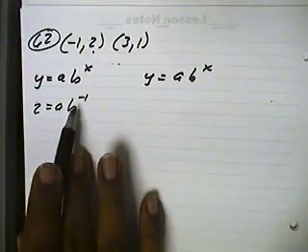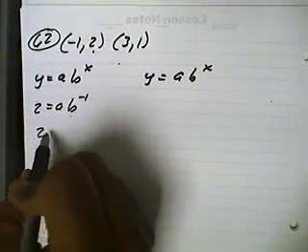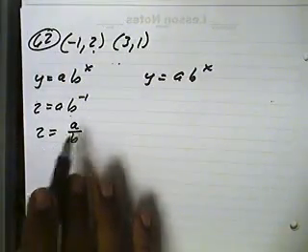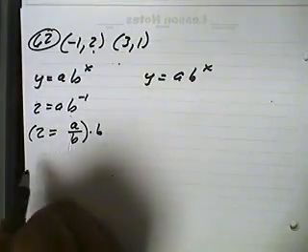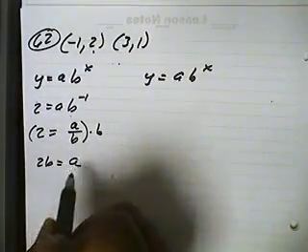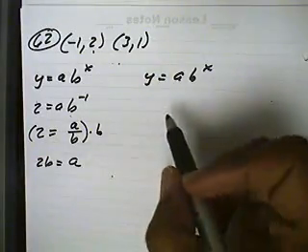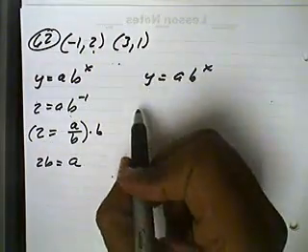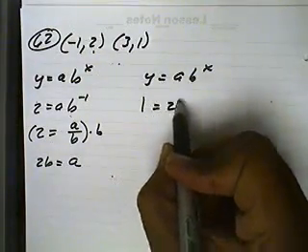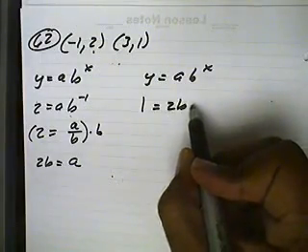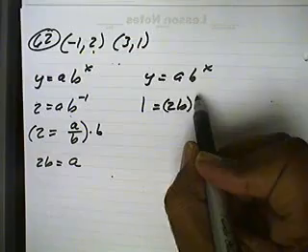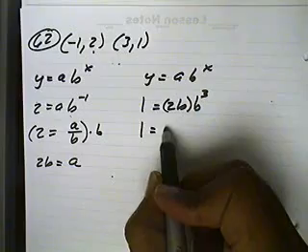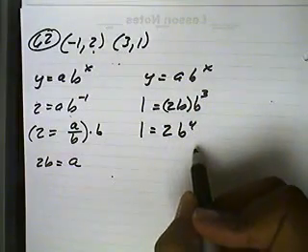Now, b to the -1 means that we take the reciprocal of b, and this becomes 2 equals a over b. And then to solve for a, we'll multiply both sides by b. So we get 2b on this side, and we get a on that side. From here, we can put in both 3 for x and 1 for y. So 1 equals 2b for the a, and then times b to the, x is the third power. So we get 1 equals 2 b to the 4th.